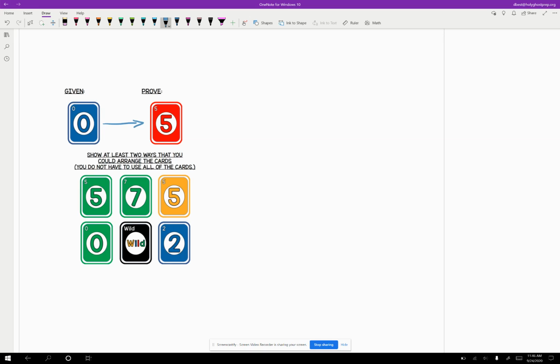Okay. So my first idea is that I will play the green 0 followed by the green 5. And I can do that in 2 steps. I could also play the wild, and I'm going to change the color to yellow, which will then allow me to play the yellow 5 so I can get to a red 5.